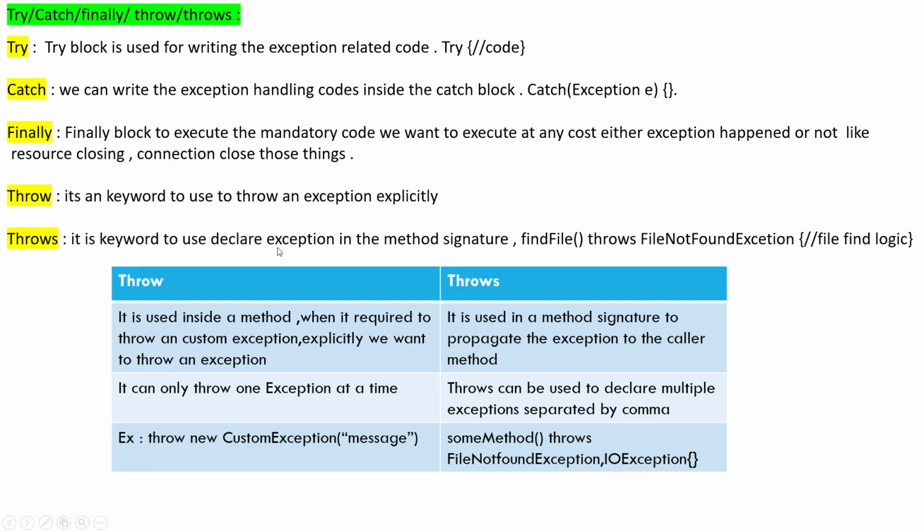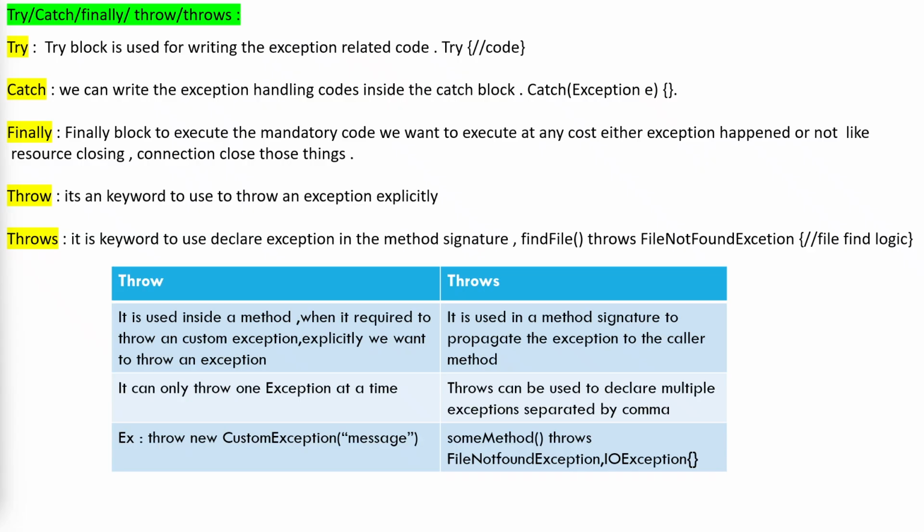Throws is a keyword used to declare an exception in the method signature. For example, I have a find file method. I have to read a file, find a file. So I have to open a resource like a file reader. The compiler will suggest handling the file not found exception if the file does not exist. At that time, either I can write a try catch block, or I can write throws file not found exception in the method signature.